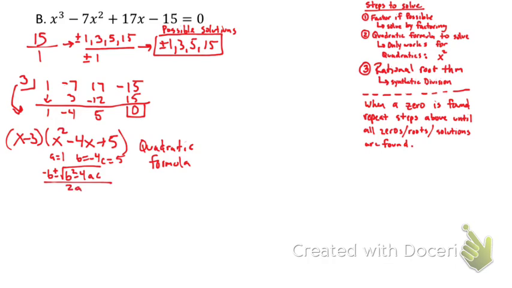Okay, so let's plug this in. We have negative b, which is negative 4, plus or minus the square root of b squared. That's going to give me negative 4 squared minus 4 times a, which is 1, times c, which is 5, all divided by 2 times 1.